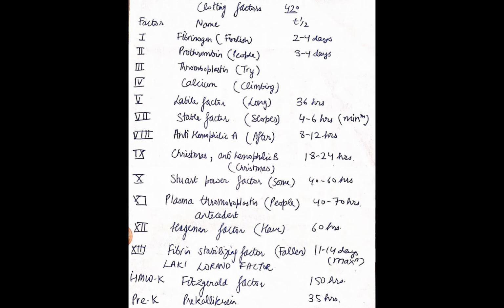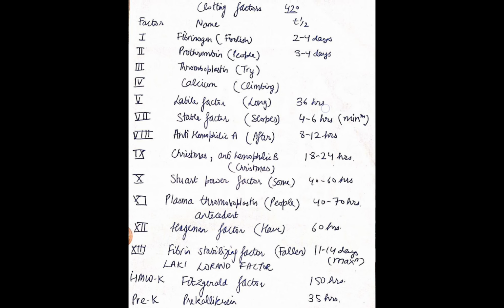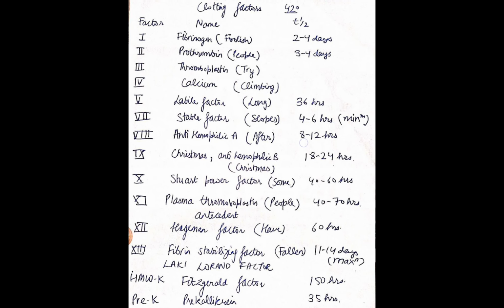Then half-life. Fibrinogen 2 to 4 days, 3 to 4 days for prothrombin. Then factor 5, 36 hours, 4 to 6 hours, then 8 to 12 hours.